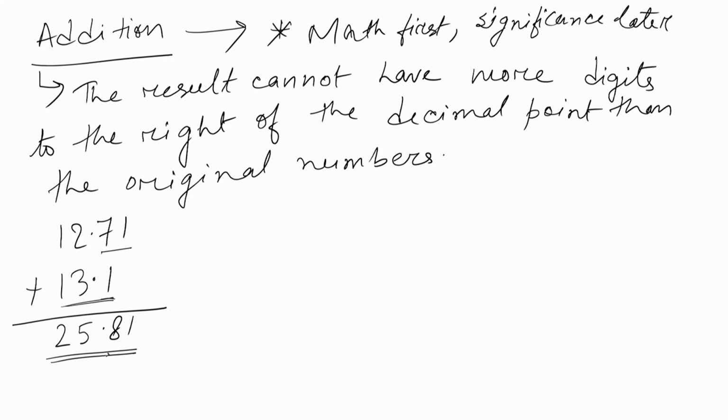Okay. So we can write this. We have to round off. Okay. So now we will have to remove 1. So 1 is less than 5. We know the rules of rounding off. So 8 will remain unchanged. So we get the result as 25.8. Okay.